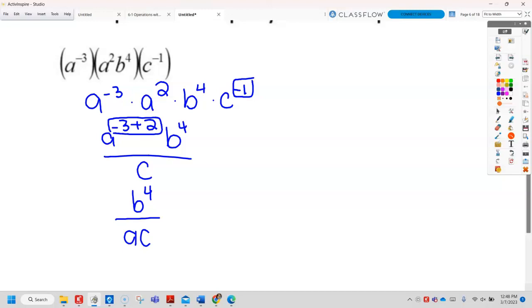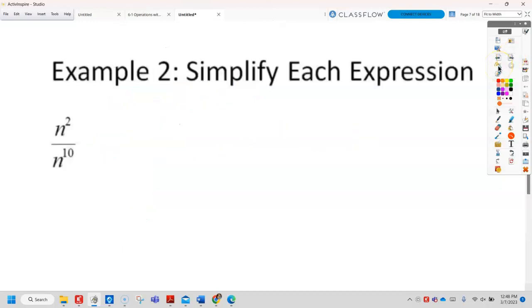If you have a power over a power, then you subtract. So n squared over n to the 10 is the same as saying n to the 2 minus 10. So 2 minus 10 gives you n to the negative 8, which is 1 over n to the 8th, because you cannot have a negative exponent.